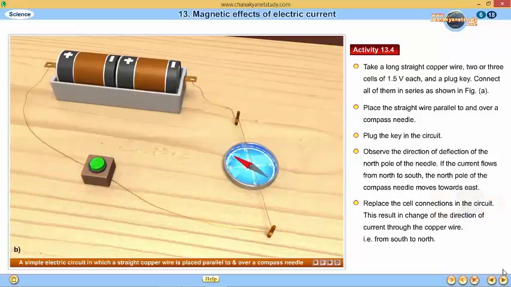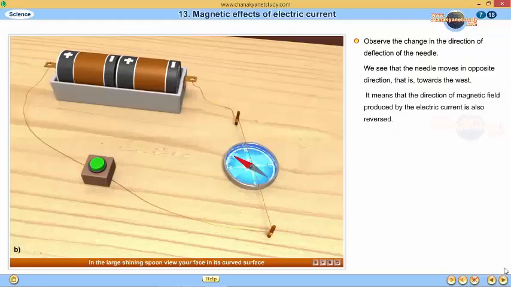If the current flows from north to south, the north pole of the compass needle moves towards east. Replace the cell connection in the circuit. This results in change of the direction of current through copper wire from south to north. Observe the change in the direction of deflection of the needle. We see that the needle moves in opposite direction, that is towards the west. It means that the direction of magnetic field produced by electric current is also reversed.